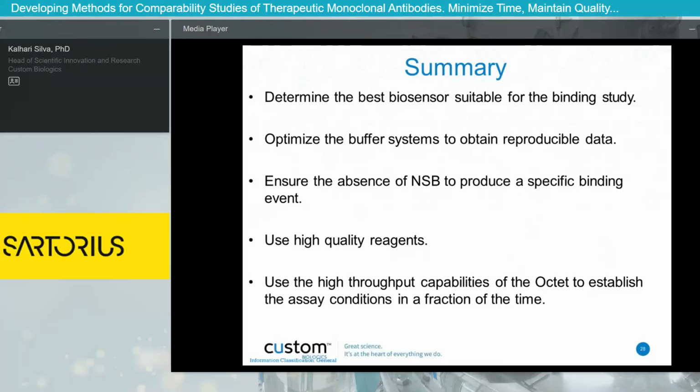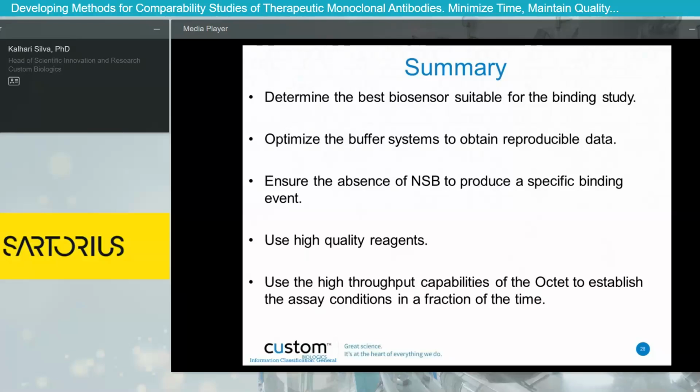That not only depends on the tag that your ligand comes with, but it also depends on the ligand orientation, the density, etc. as well. For example, if you use protein A biosensors to immobilize the MAB molecules for an FC binding study, that might not be ideal because the FC portion has to be left free to bind to the FC receptors.